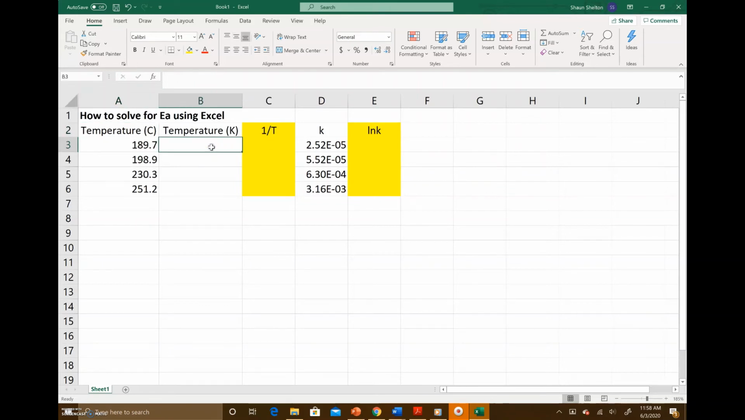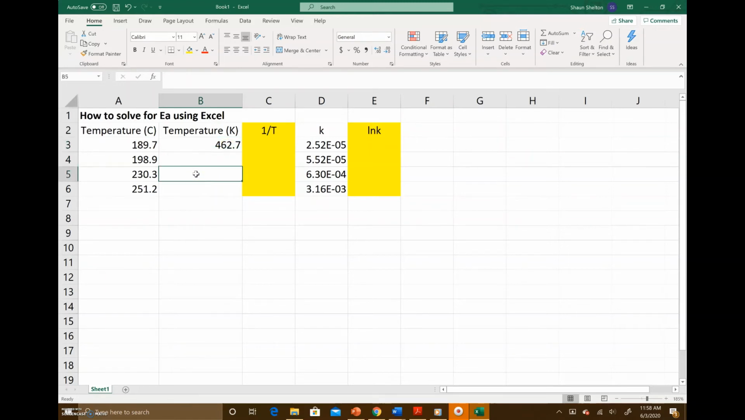First thing we need to do is convert this into Kelvin. So anytime you want to do a calculation with Excel, you type in the equals. That tells Excel that this is a function that it's getting ready to have to solve for. So we're going to highlight the cell we have here, and then we're going to tell it to add 273. Once we do that, and you can see that A3 is highlighted because that's the cell I wanted to calculate from, I hit enter, and now we have our temperature in Kelvin.